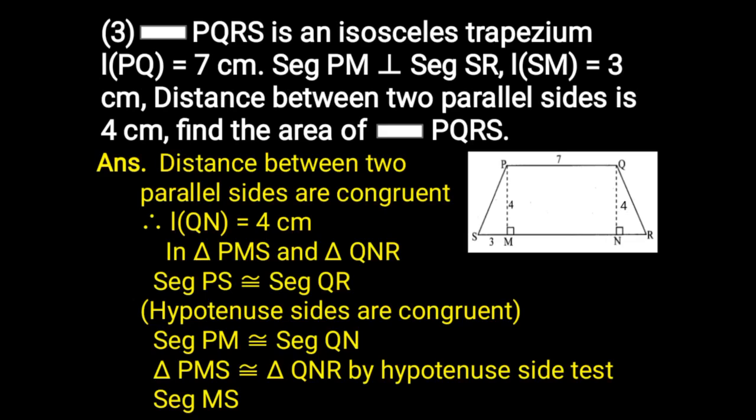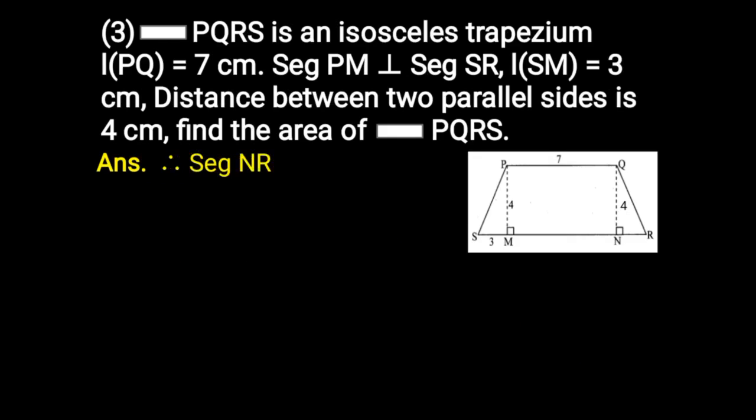Segment MS is congruent to segment NR. In bracket you have to write the reason: corresponding sides of congruent triangles. I wrote the short form of corresponding sides of congruent triangles, that is CSCT. If segment SM is equal to 3 cm, then segment RN is equal to 3 cm. Therefore, segment NR is equal to 3 cm.